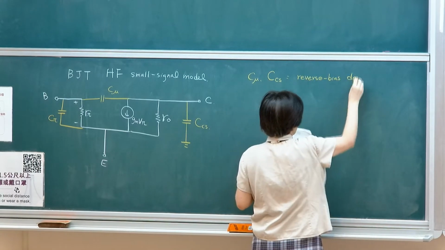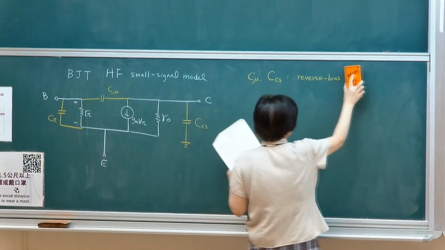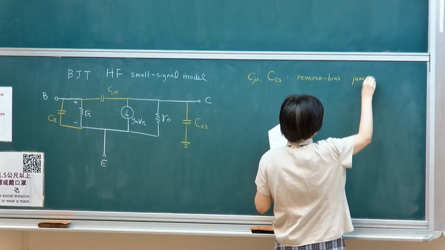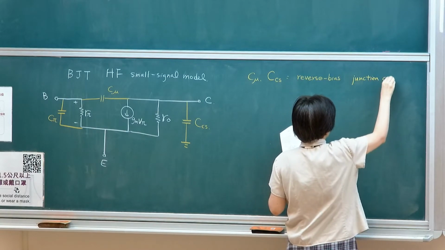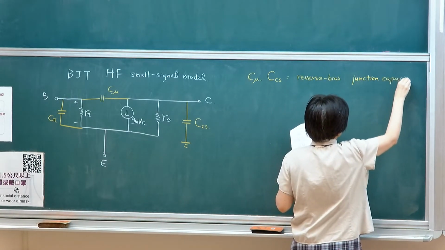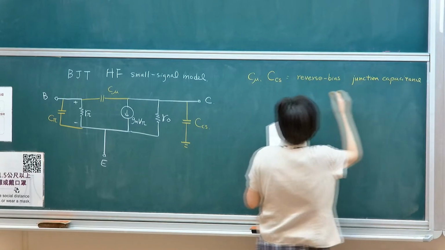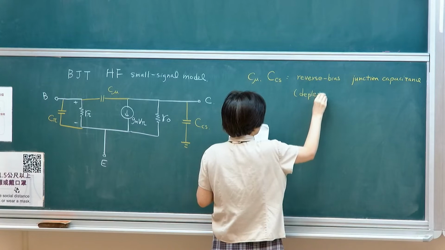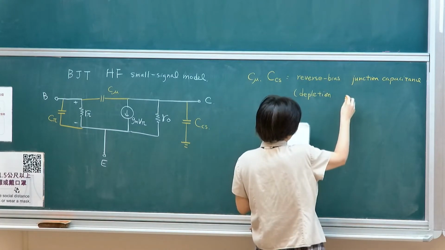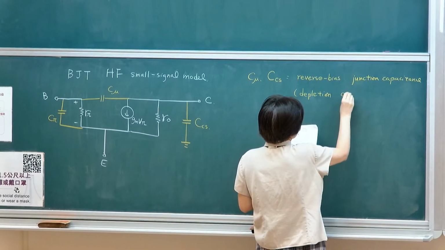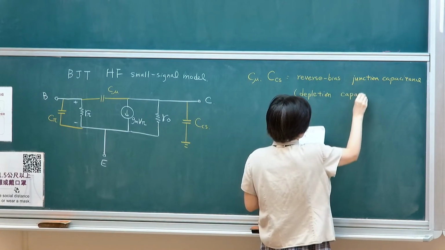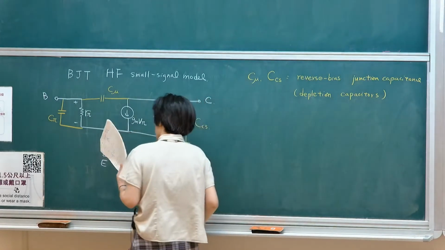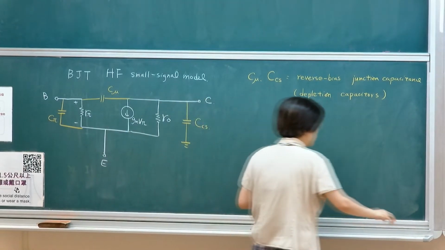So it's a depletion capacitance. It's typically the reverse bias junction capacitance. And junction capacitances in reverse bias are typically referred to as depletion capacitances, based on depletion charge response. Okay, these are depletion capacitances. And then the other part is C mu.